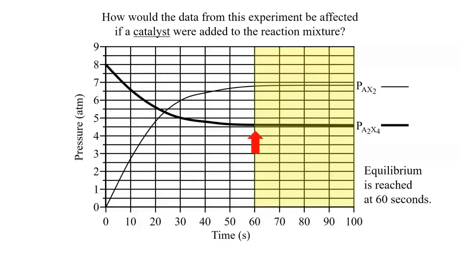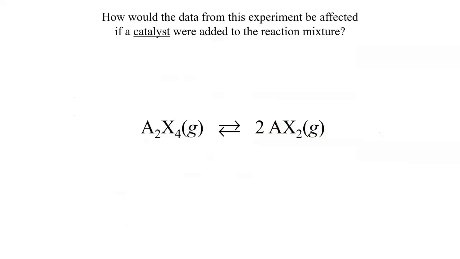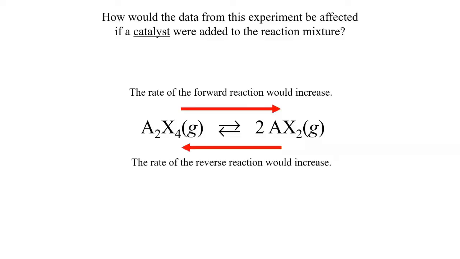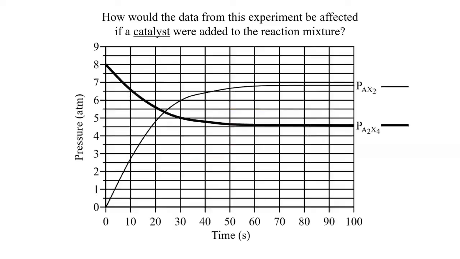How would the data from this experiment be affected if a catalyst were added to the reaction mixture? Well, a catalyst will speed up the reaction, but because this is a reversible reaction, it will not only speed up the rate of the forward reaction, it will also speed up the rate of the reverse reaction. So this catalyst is not going to affect the amounts, either concentrations or partial pressures of the reactants and the products at equilibrium. It will simply allow you to reach equilibrium more quickly.